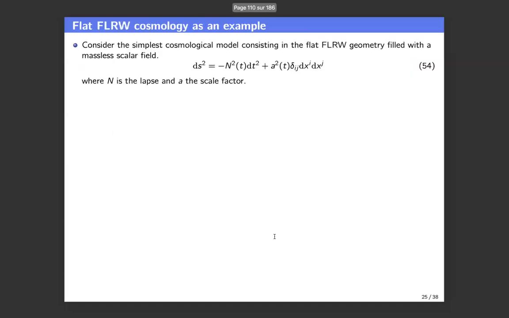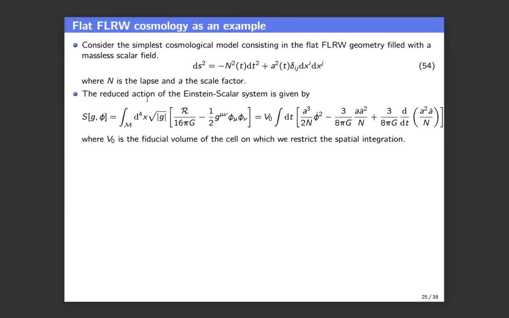Okay, so let's see how this applies to a given gravitational mini-superspace. What I'm going to focus on is the simplest Einstein cosmology. So I will focus on flat Friedmann-Lemaître-Robertson-Walker geometry, which is filled with a massless scalar field. The metric is given by this, and you can see that it is homogeneous. It depends only on t, and is homogeneous with respect to the spatial coordinate, where N here is the lapse and a is the scale factor. This is the only dynamical field.